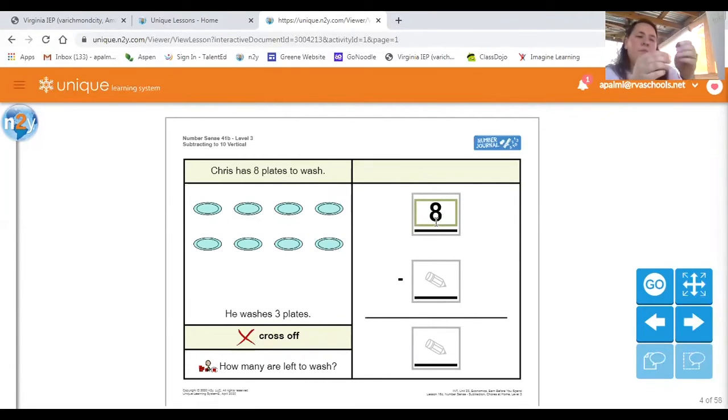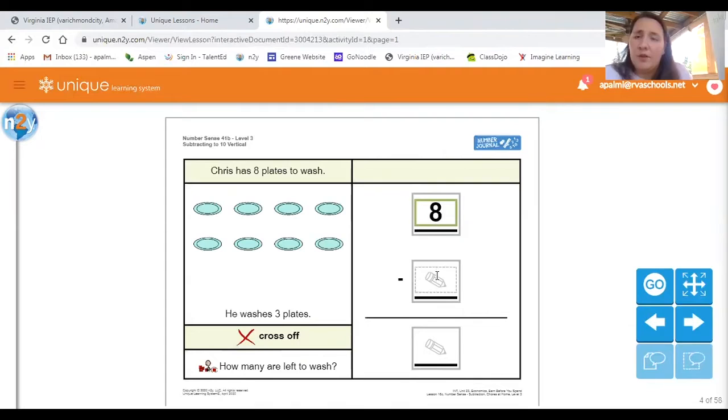1, 2, 3, 4, 5, 6, 7, and 8. Okay, here are my 8 blocks for my 8 plates in my story. Now it says he washes 3 plates. So let's finish our number sentence and put in a 3.